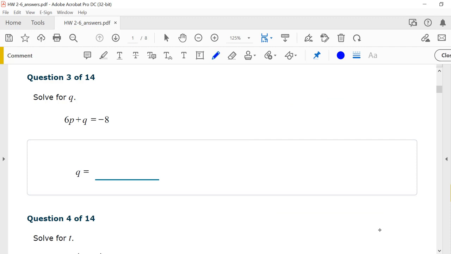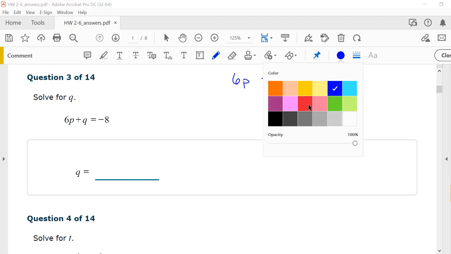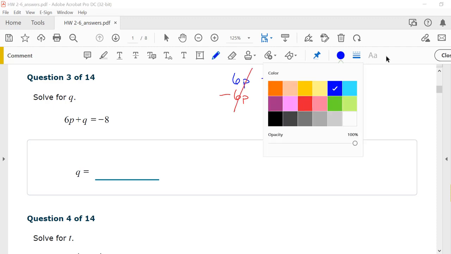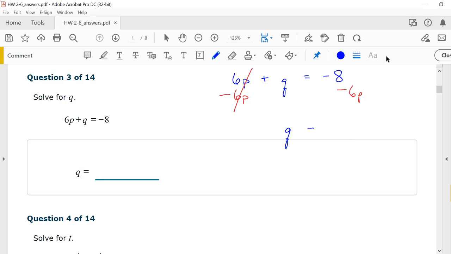Number 3, solve for q. You have 6p plus q equals -8. To get q by itself, I need to subtract 6p from both sides. 6p minus 6p is 0. So on the left, I have q. On the right, I have -8 minus 6p. Those are unlike terms. I cannot combine them, so that's my answer.